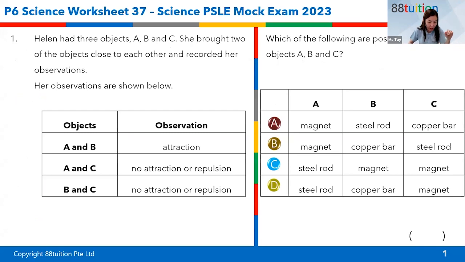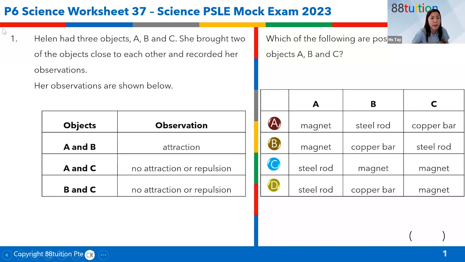Helen had 3 objects A, B, C. She brought 2 of them close to each other and recorded the observations. So the observations are here. When A and B are brought together, there's attraction. When A and C are brought together, no attraction, no repulsion. B and C brought together, no attraction, no repulsion. So it must be due to, because A and B, there's attraction, right?